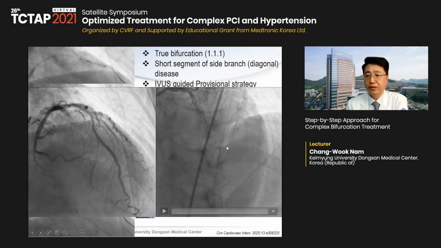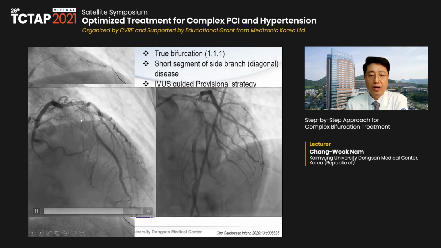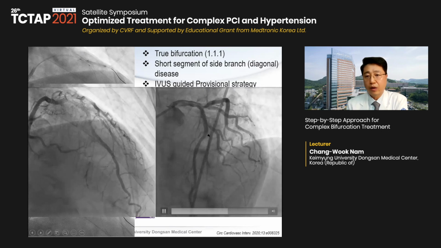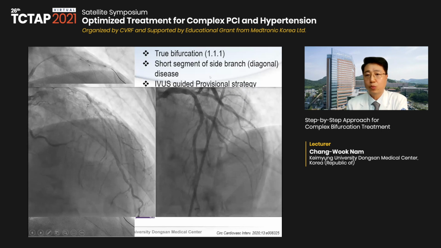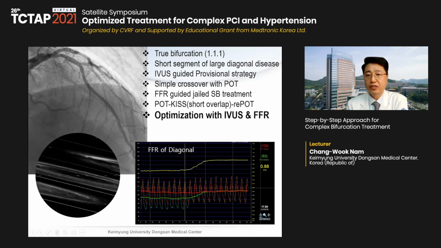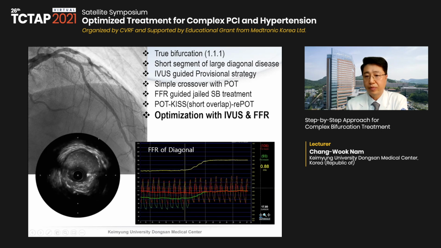This is the final result. According to this angiogram, it still looks like some jailing of the diagonal branch, but the flow is quite acceptable, and we want to find out whether the result is good or not by imaging and physiology. This is an IVUS examination from the diagonal and LAD, and you can easily detect the diagonal part, no dissection, and the ostium was wide open, and the FFR value was 0.88. So it's quite acceptable by IVUS and FFR.